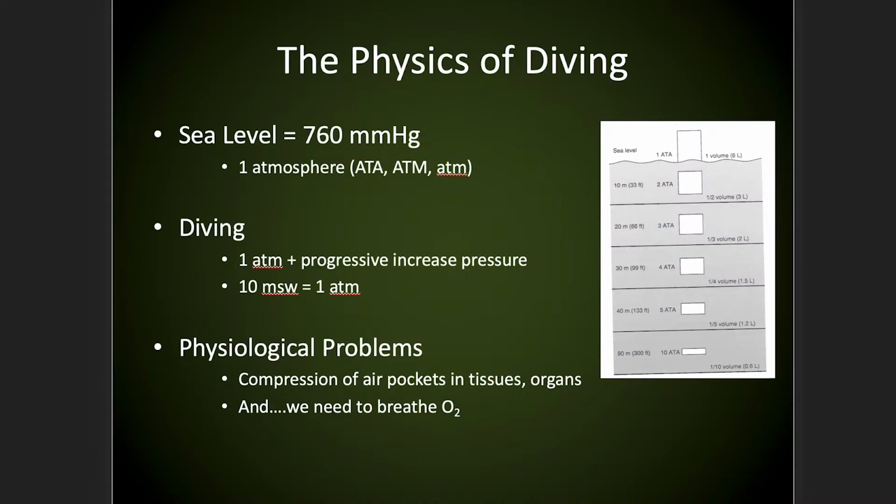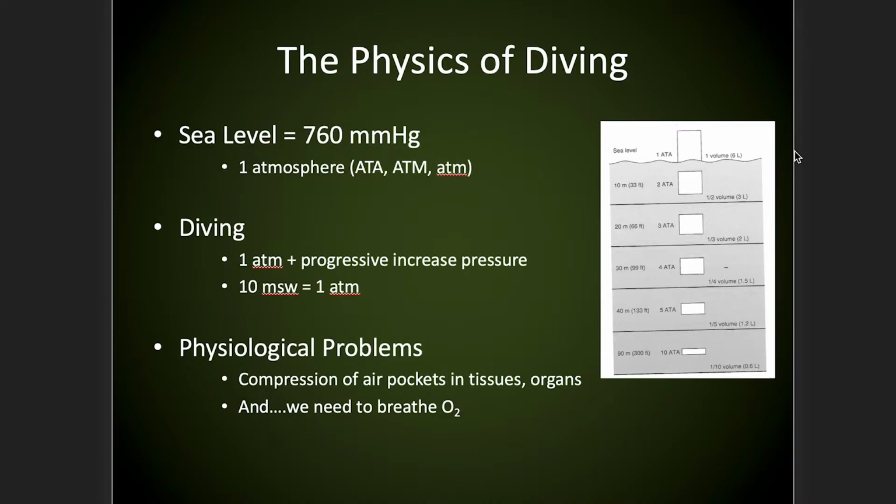So let's look at sea level. Here we are right here at sea level. We're at 760 millimeters of mercury. That's what the pressure is at sea level. This is also referred to as 1 atmosphere, or ATA, ATM, either capitalized or lowercase. As we dive down, we have that 1 atmosphere plus the progressive increase in the pressure as we continue to go down below sea level.